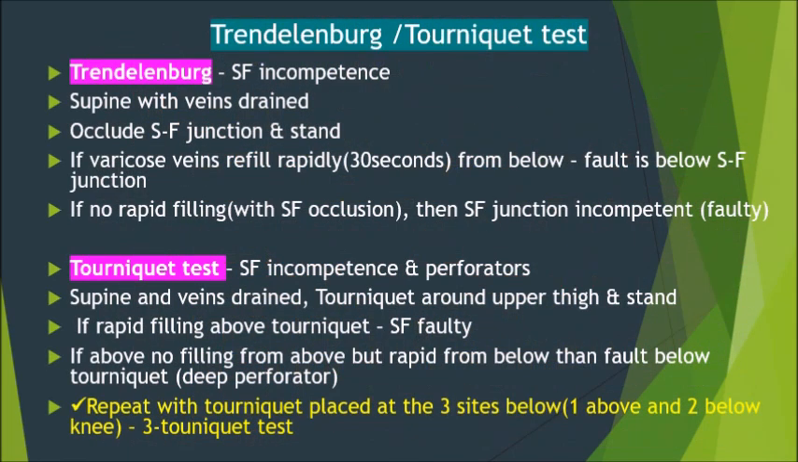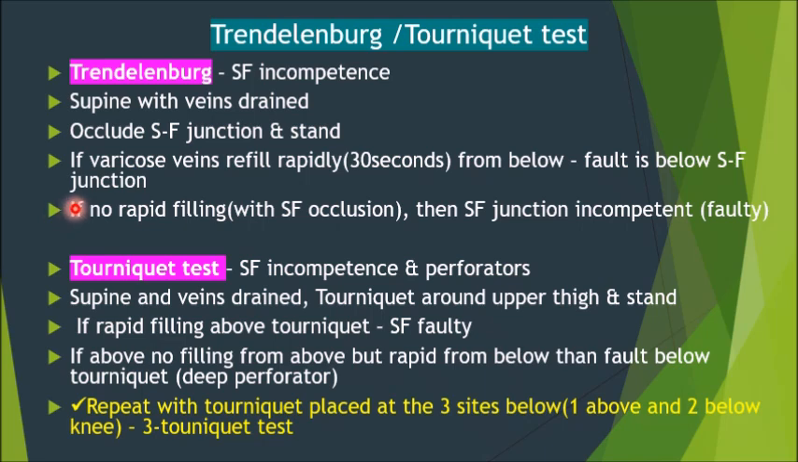Okay, this is a summary of the Trendelenburg tourniquet test. Again, Trendelenburg is to test for SF incompetence. Patient supine with the legs drained, occlude the SF junction and ask the patient to stand. If the varicose veins refill rapidly, that means within 30 seconds from below, the fault is below, that means below the SF junction. If there's no rapid filling with the SF occlusion, then the SF junction is incompetent.